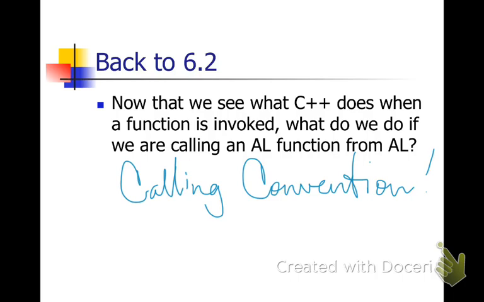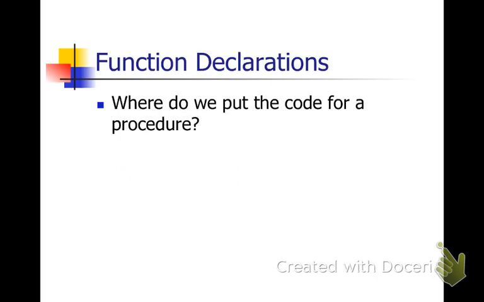We have to take care of all the things that C++ did for us via its calling convention when we called an assembly language function from a high-level language, in C++ in our case. So, first thing, we need to have a function declaration. So where do we put the code for a procedure? Well, a couple of things.